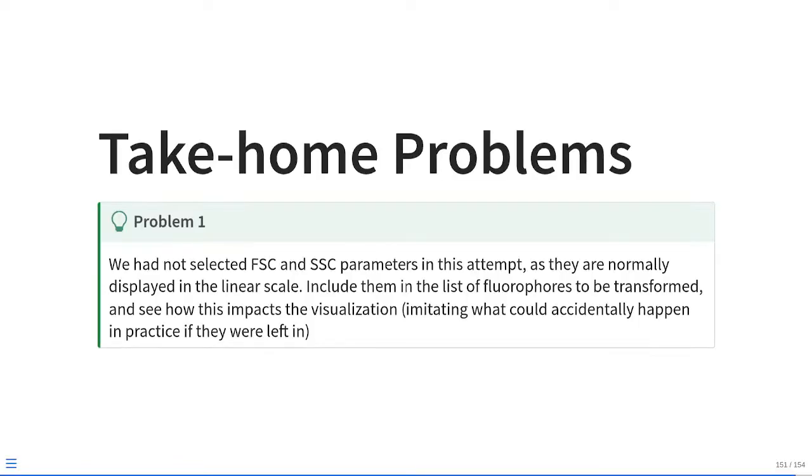And with that, the optional take-home problems for this week. We excluded forward scatter, side scatter, and time from the column names that we were operating on for the bi-exponential transformation, but these are often columns that you'll include by accident. So go ahead and transform those particular columns and see what kind of wacky plots you end up getting.